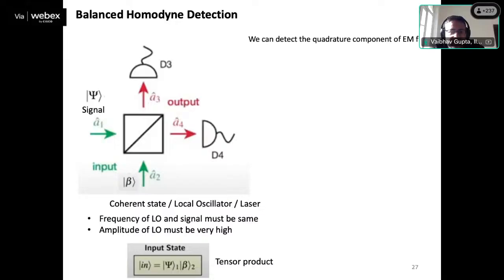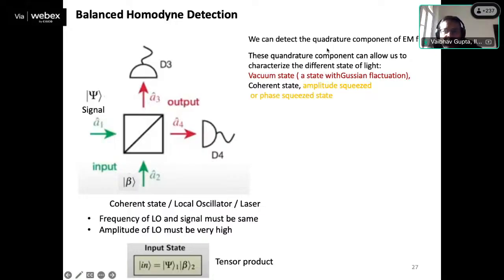By using this homodyne, we can calculate the quadratures. And if we are able to calculate the quadrature, we can tell what the light was, whether it was vacuum light or coherent light or phase squeezed, whatever. So how should we do it?